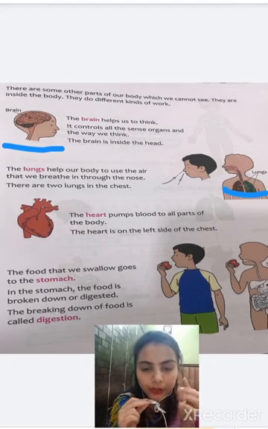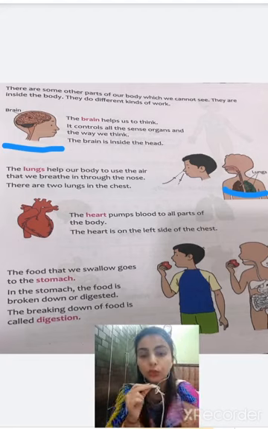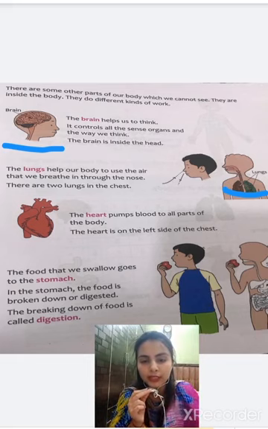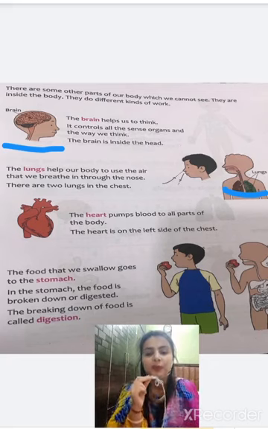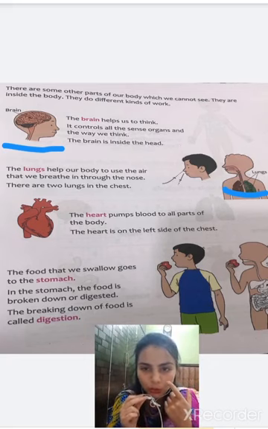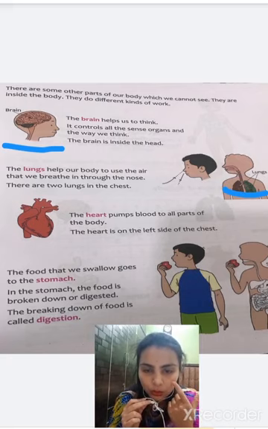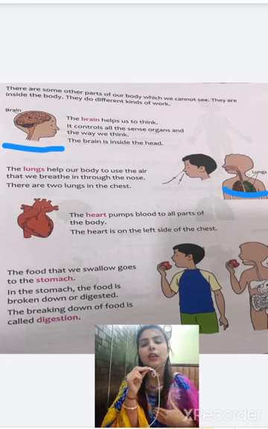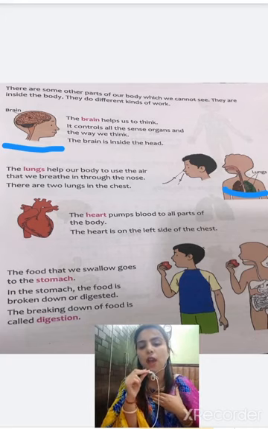The air which we breathe through the nose. You breathe through the nose now. Show me like this. Take a long breath. The air you breathe through your nose directly goes to your lungs, which lies inside your chest.